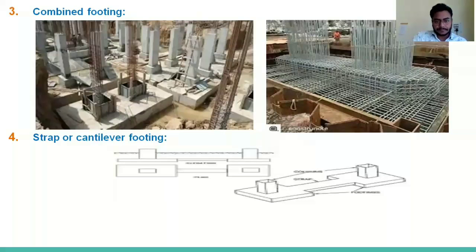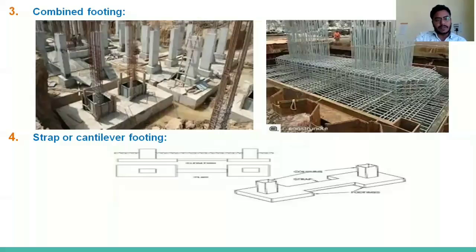You can see in this figure that there are two isolated footings, and the strap or cantilever footing is connecting the two isolated footings, right? The first footing has the larger dimension, and the second footing has the lesser dimension. Suppose in the first column, higher loads are coming compared to the second column. So we need a larger distribution area, so we have to increase the footing area, right?